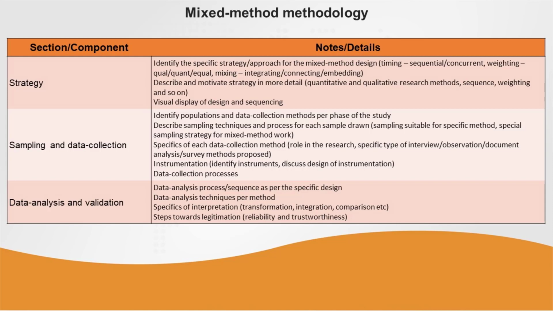Then sampling and data collection could be another subsection. Identify the populations and data collection methods per phase of the study. Describe the sampling techniques and processes for each sample drawn. Give the specifics of each data collection method. Discuss the instrumentation of each and the data collection processes. That's generic, like standard type of details per research method in this mixed design.